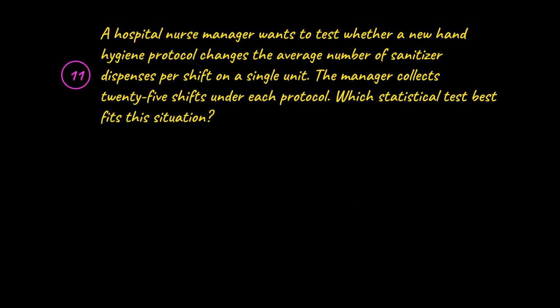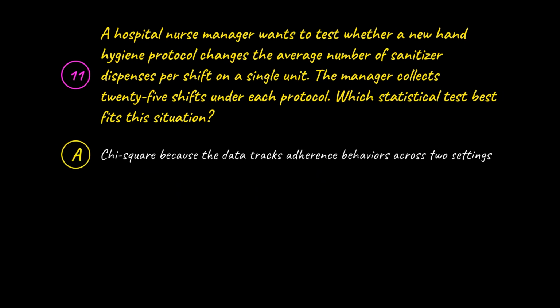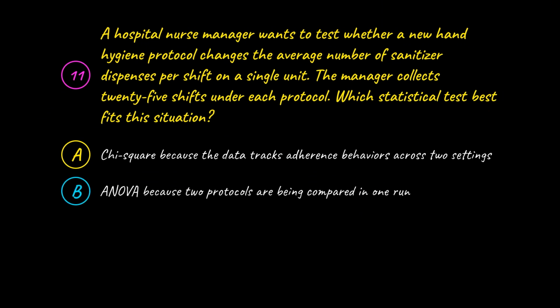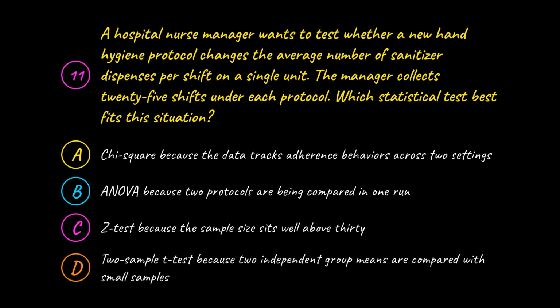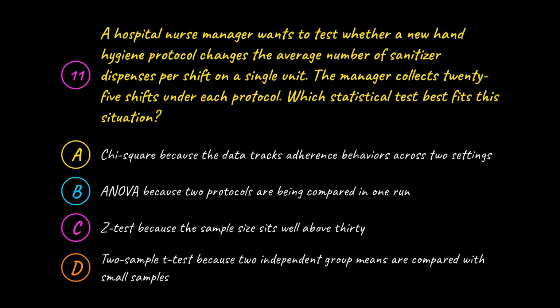Your options are A, chi-square, because the data tracks adherence behaviors across two settings. B, ANOVA, because two protocols are being compared in one run. C, z-test, because the sample size sits well above 30. D, two-sample t-test, because two independent group means are compared with small samples. Before I reveal it, which one do you think is right?